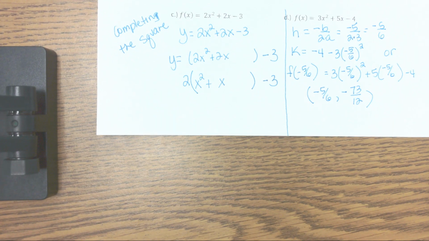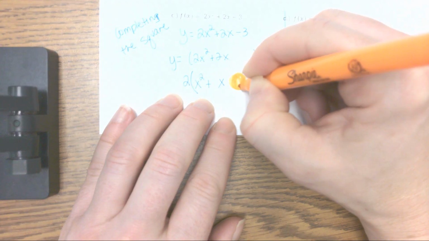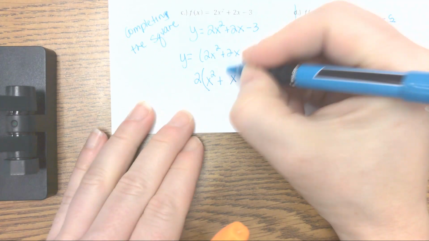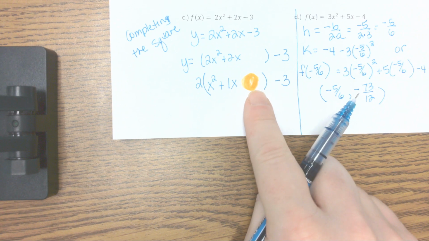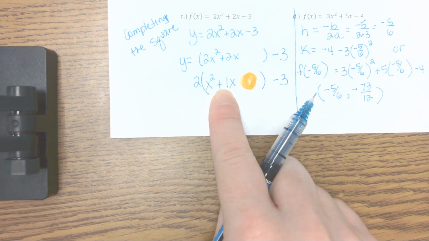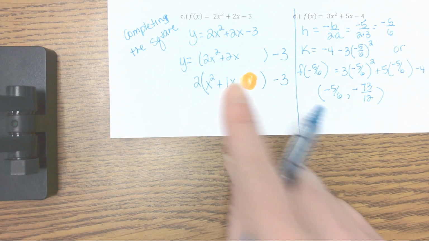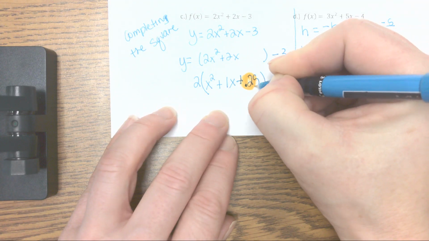Then I have to pick this guy. Anybody remember how I do that? This is a 1. I have to pick a number to put here. Okay, you go back to your b. b is 1. Take half of it. What's half of 1? 0.5. What's 0.5 squared? 0.25. You're going to add 0.25 here. Okay?